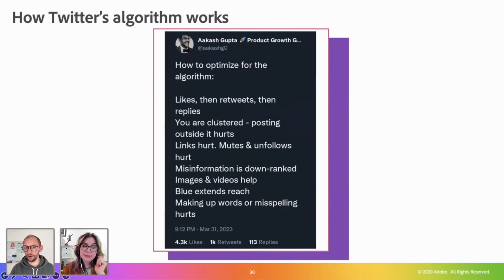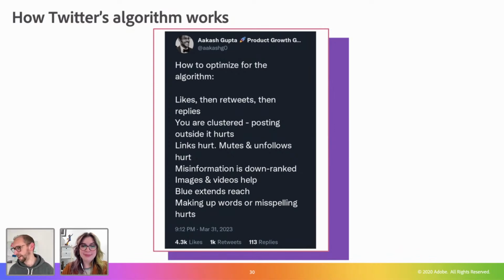This is really interesting. You are clustered, posting outside it hurts. What that means is, pick a niche and stick with it. If you regularly post on Twitter, and this does happen on other social networks too, but it's never been proven, they know what you're talking about. If it's me, I'm pretty one-track minded about social media. So I'm in that cluster where there are regular people that engage with my content and see it all the time.